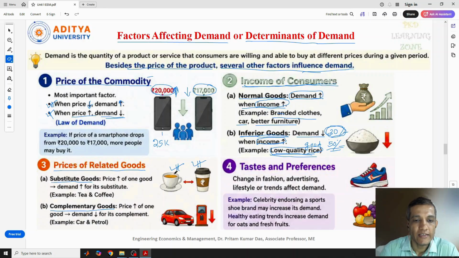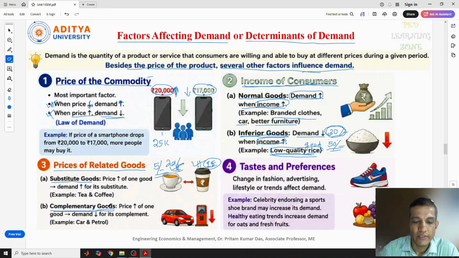If the price of tea is increased, initially the price was, suppose, 5 rupees and now the tea price is, suppose, 20 rupees, then the consumers may shift to drinking coffee. For the same price of 15 rupees, they can get coffee. So they'll shift to that. That's why they are substitute goods. The next one is complementary goods.